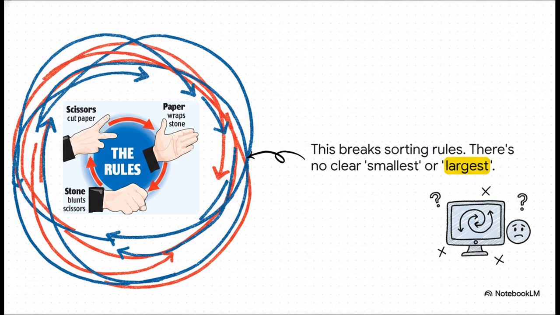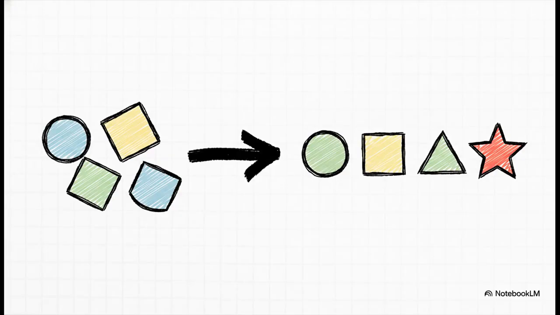Think about it. Does rock come before paper? Well, paper beats rock, so maybe. But wait, scissors beats paper, and rock beats scissors. See, it's a circle, a loop. There's no clear smallest or largest. If you asked a computer to sort this, it would just get stuck in a loop forever, completely confused. So there's a technical term for this sortability property. It's called a total order, and it's non-negotiable.